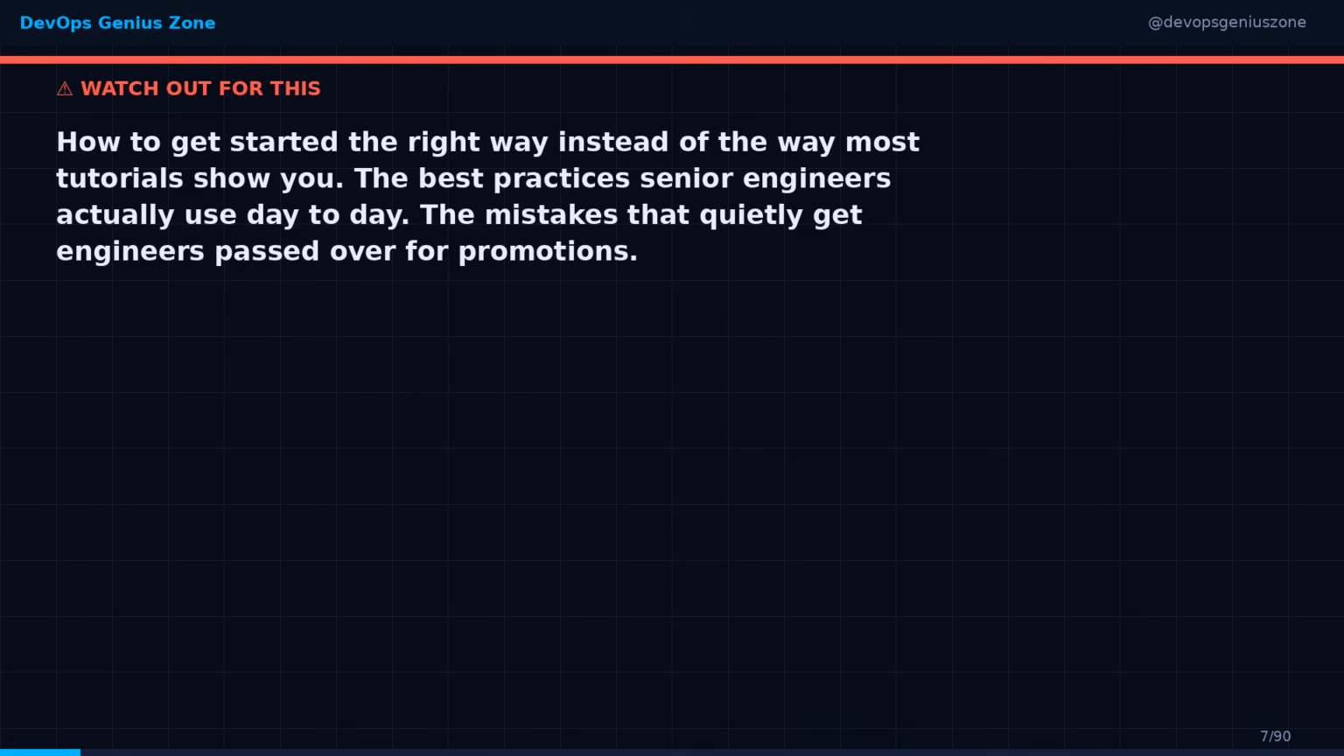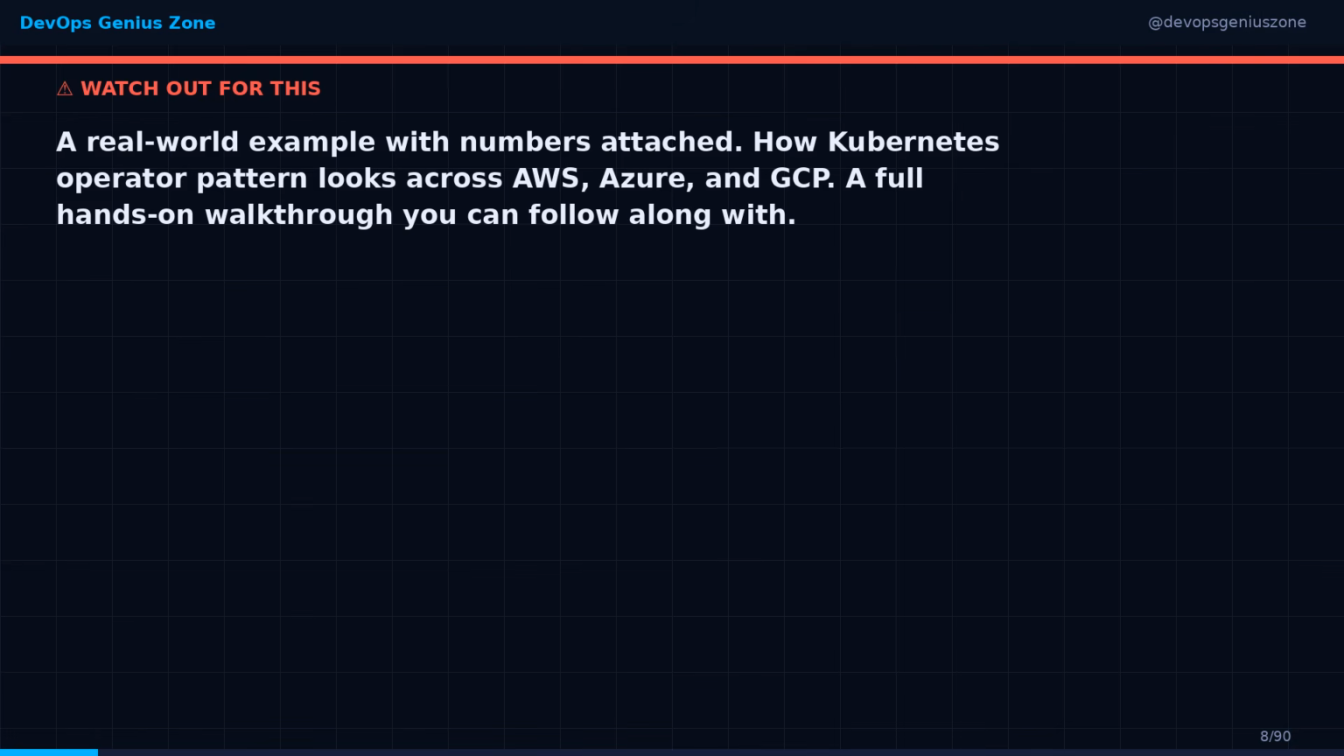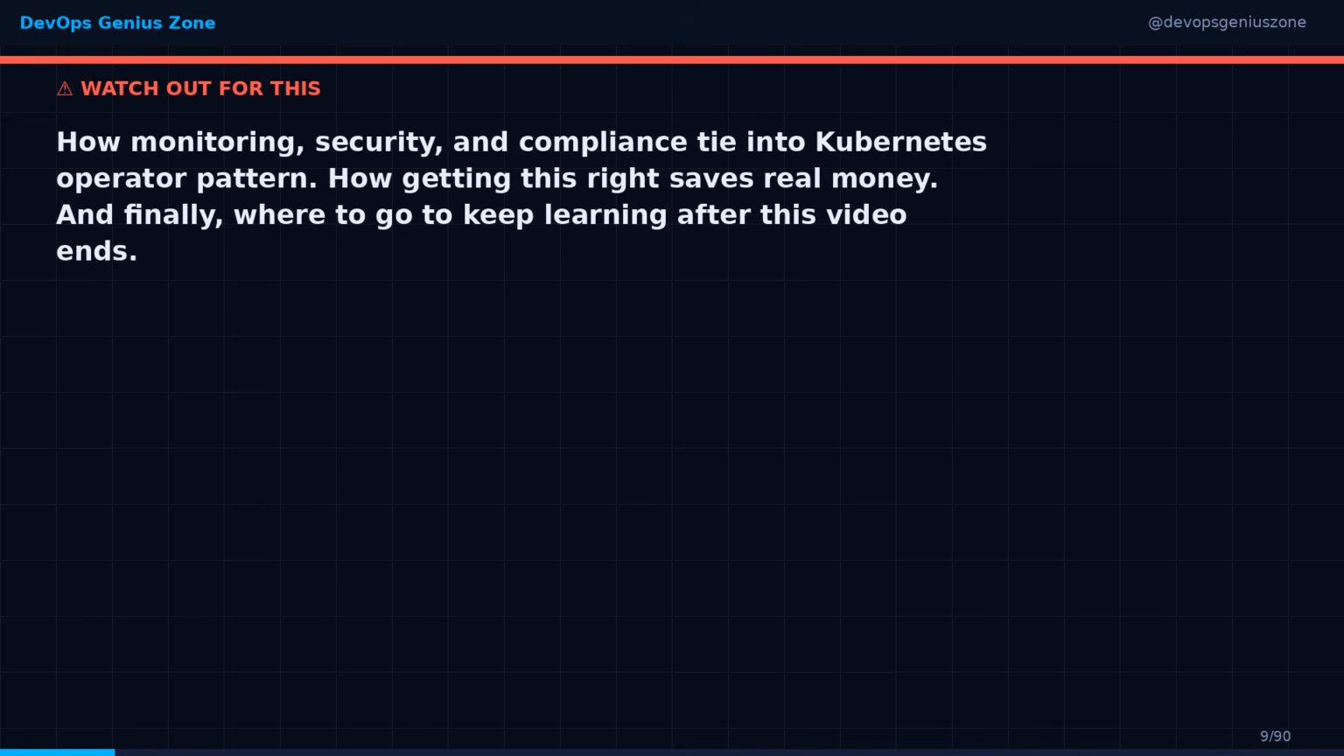A real-world example with numbers attached. How Kubernetes operator pattern looks across AWS, Azure, and GCP. A full hands-on walkthrough you can follow along with. How monitoring, security, and compliance tie into Kubernetes operator pattern. How getting this right saves real money. And finally, where to go to keep learning after this video ends.